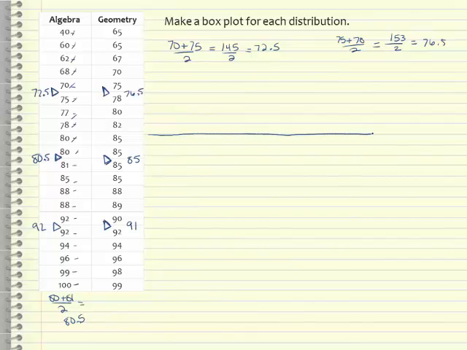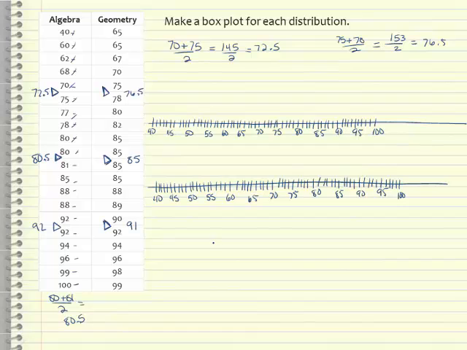So I need to make a box plot of the data, and I need to go between 40 and 100. So 40, 41, 42, 43, 44... Okay, I just made some number lines really quickly.